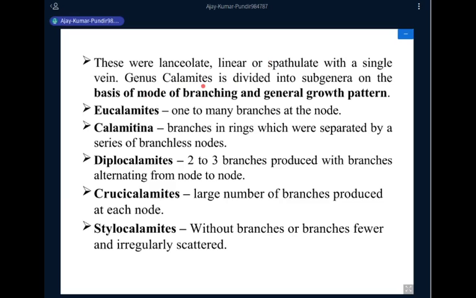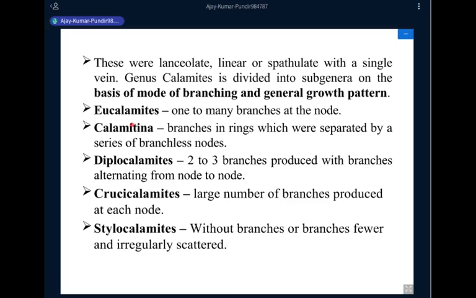Genus Calamites is divided into subgenera on the basis of mode of branching and general growth pattern. According to some paleobotanists, the genus is divided on the basis of the mode of branches, how the branches develop on the node, and what the growth pattern of the lateral branching on the node is. It has been discovered that the genus Calamites is divided into subgenera.